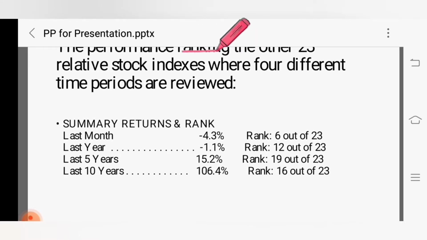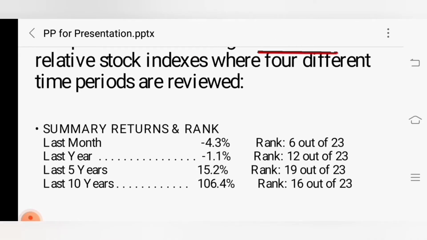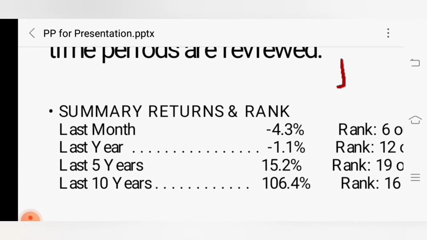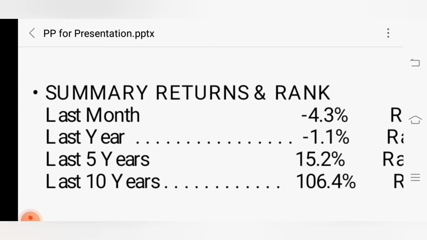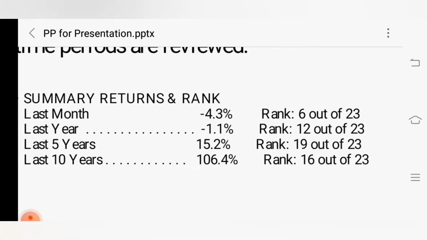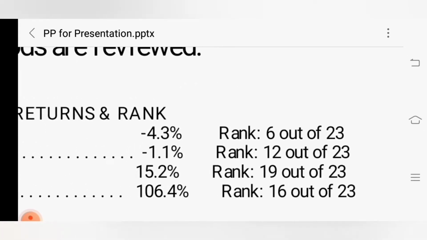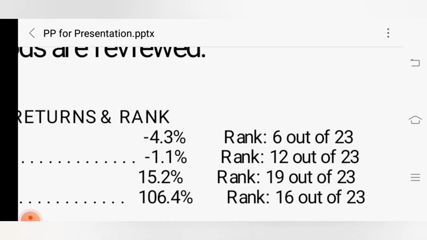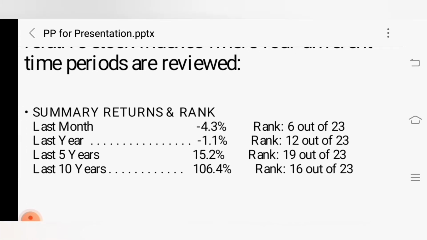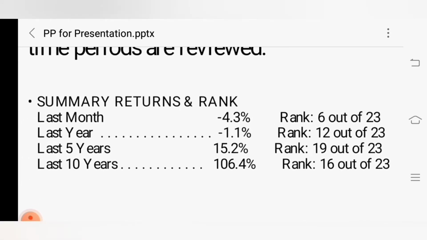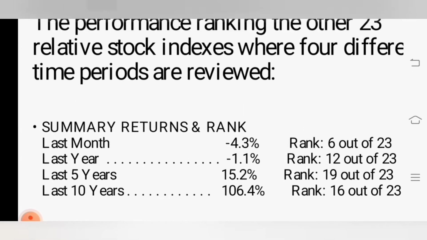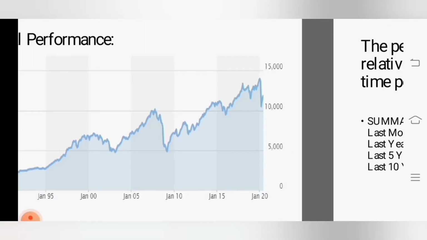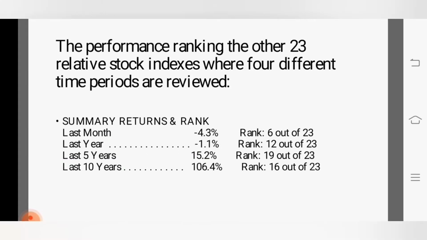First time period is considered during May of 2019. The NYSE Composite had a rank of 6 with a return of -4.27%. Second time period is considered during the last 12 months. This composite had a rank of 12 with a return of -1%. Third time period is considered over the 5 years ended May of 2019. This composite had a rank of 19 with a return of 15%.